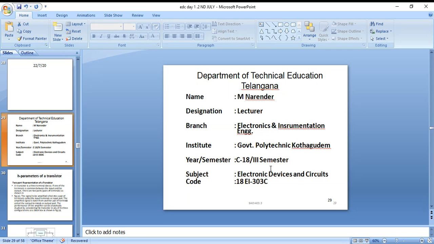Today's video lesson is from the first unit, that is small signal amplifiers. In that unit, we have already discussed the basics of the small signal amplifier circuit and the working of the small signal amplifier.